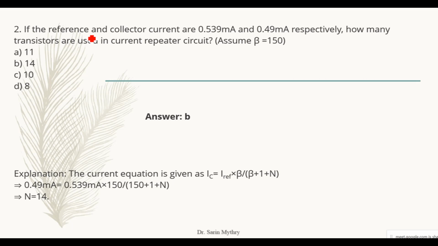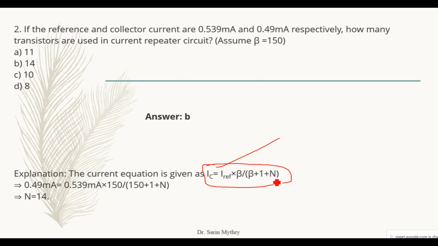When you substitute these values, with beta given as 150, you get the value of n equal to 14. You are supposed to remember this particular formula. If you want to calculate the number of transistors, then the formula is IC equal to I reference into beta upon beta plus 1 plus n, where n denotes the number of transistors.